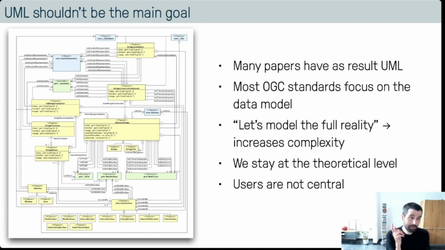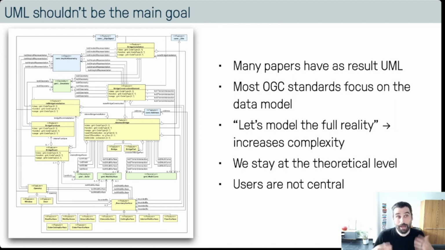The first one is that UML shouldn't be the main goal of our papers. If you notice in the last few years, if you look at all the papers published at this conference, a lot of papers have as the end goal UML. And I think that by doing that, we stay at the theoretical level, and then we basically ignore the users, or the users are not central to our exercise.